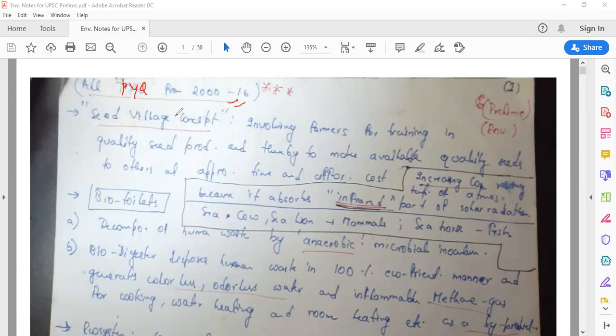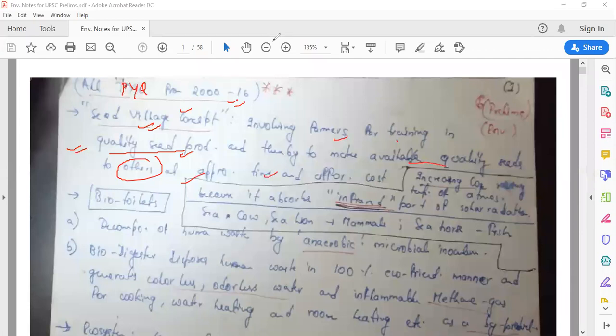So UPSC has asked one of the questions which was based on seed village concept, and they have asked what is seed village concept. Now what is seed village concept? It involves farmers for training in quality seed production. Now what they're doing, they're involved in quality seed production, and it's not only for self consumption, and thereby to make available quality seeds to others also at appropriate time and affordable cost.